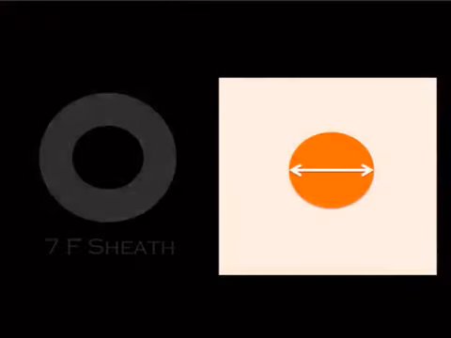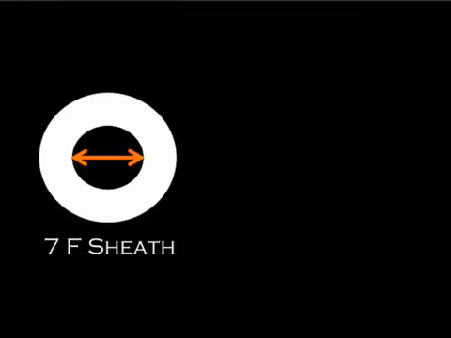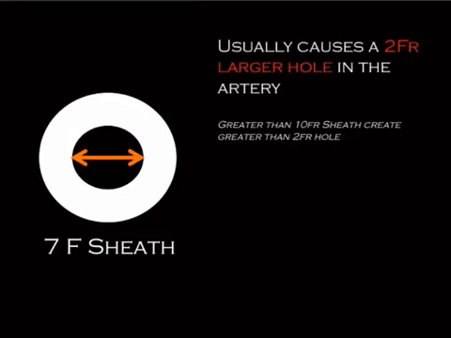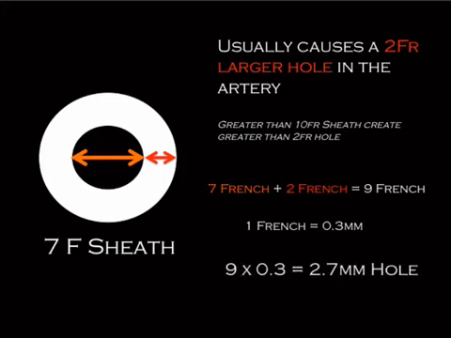How big is the actual hole? Let's say that we've got a 7 French sheath. Remember, that's a sheath, so that measurement is referring to the inner diameter. So I said earlier that the sheath usually causes a 2 French larger hole in the artery. And then, greater than 10, you add a little bit more. So that would be an extra 2 there. So 7 plus 2 is 9. And if 1 French is 0.3 millimeters, then you're looking at a 2.7 millimeter hole.